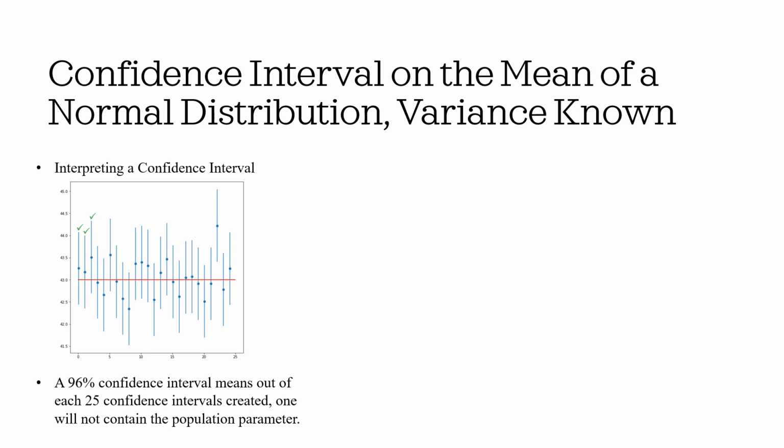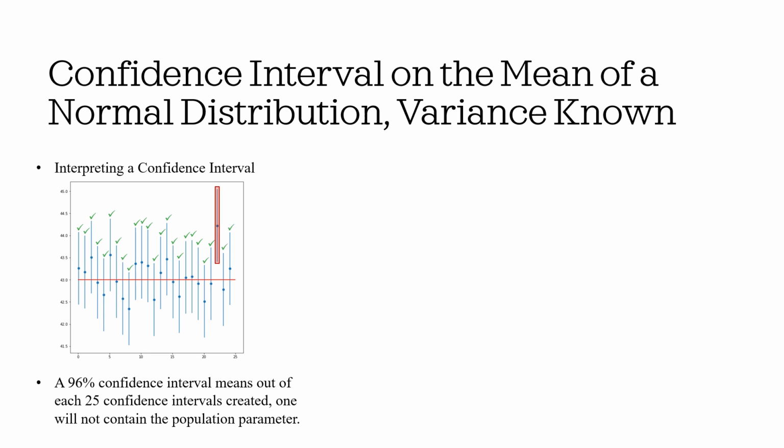In interpretation of confidence intervals, please note that the confidence level highlights the percentage of confidence intervals that would contain the population mean. For example, a 96% confidence interval means out of each 25 confidence intervals created, one will not contain the population parameter.